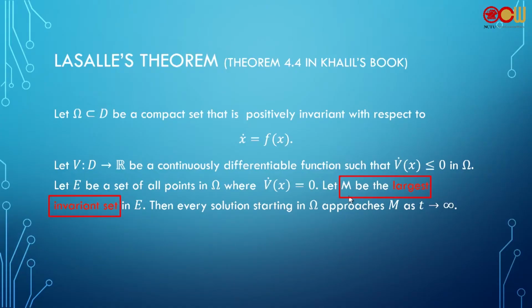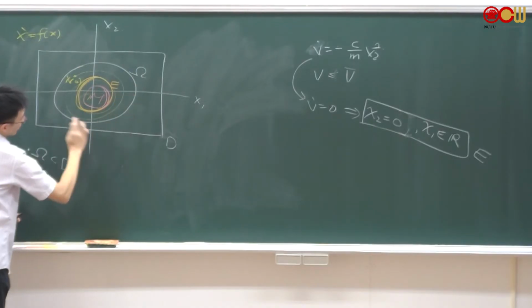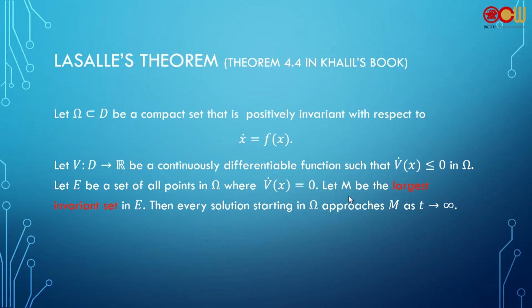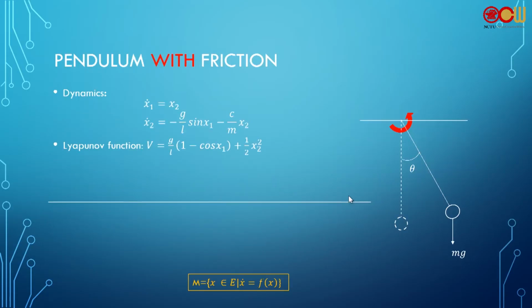And M is the largest invariant set in E. Then every solution starting in omega approaches M as t goes to infinity. So there's another set M in E. Wherever you start inside omega, the solution will converge to M. This is LaSalle's theorem. Maybe it's hard to imagine. I will give you an example later, okay?